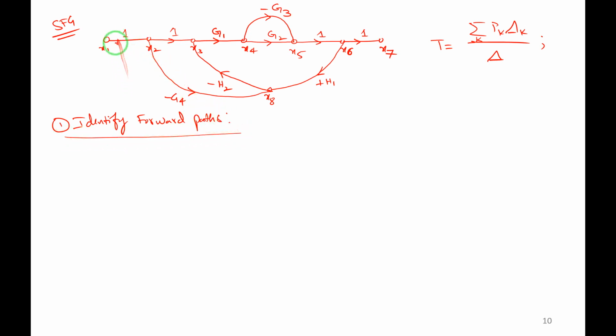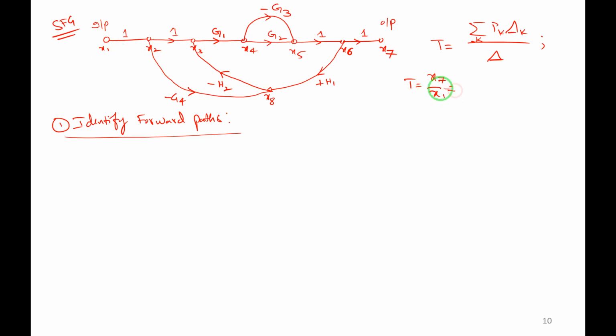So forward path means a path that connects the input node to the output node. This is the input node and this is the output node. Is it fine? So here the transfer function, T, is equal to what? The output node is x7 and the input node is x1.